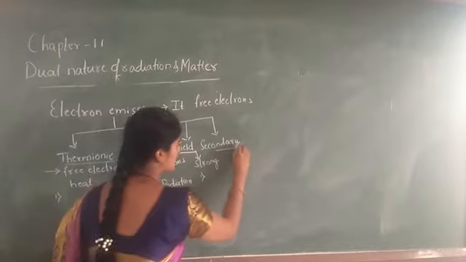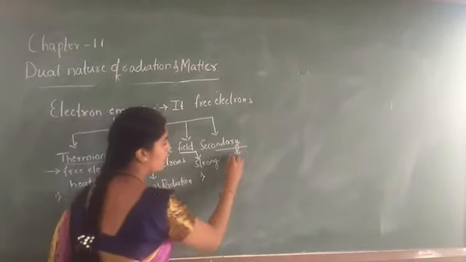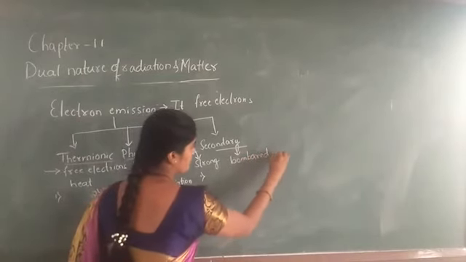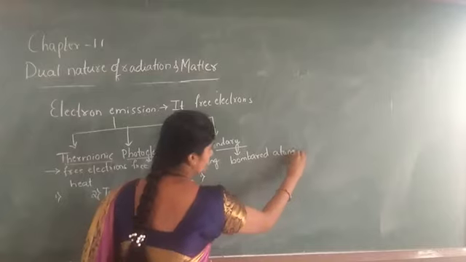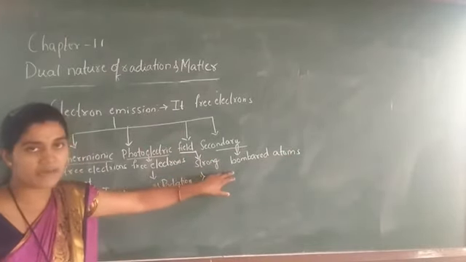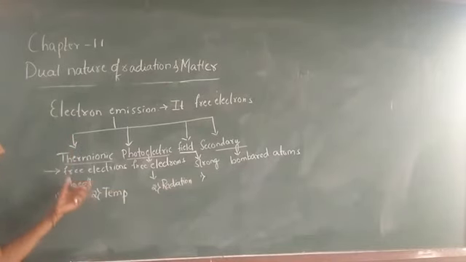Next, last one is secondary emission. It is the process of emission of the free electron when bombarded with atoms. Here it depends upon the nature of the substances and the atoms which we have taken. These are the four types of emission we have to study in the electron emission.